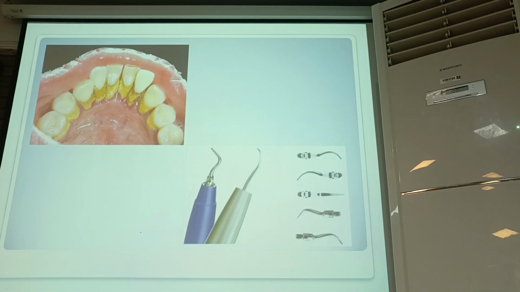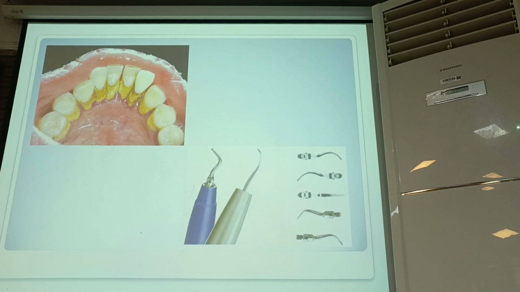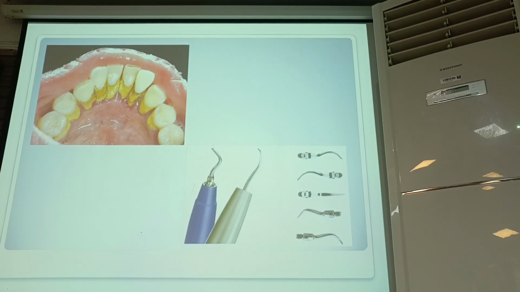So we should remove this kind of tissue from the site by some special kind of device or instrument. We have ultrasonic, that the name is Cavitron, and also we have some special instrument by hand that the name is scaler. Scaler.